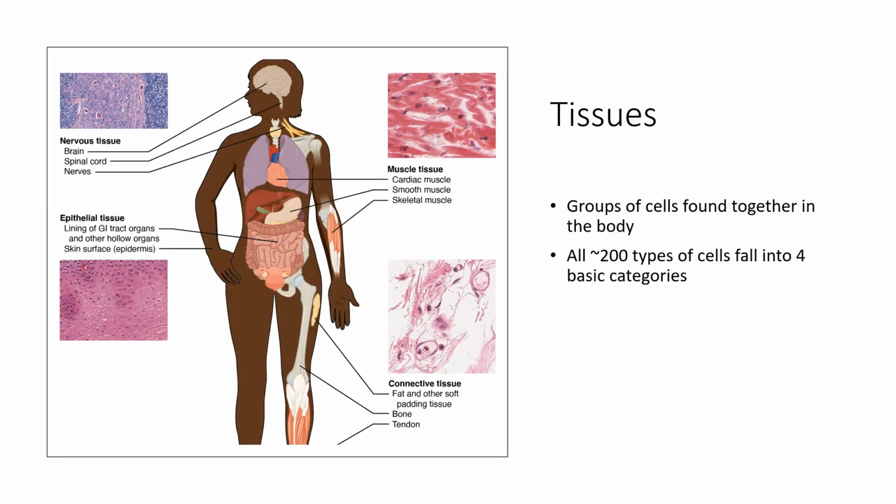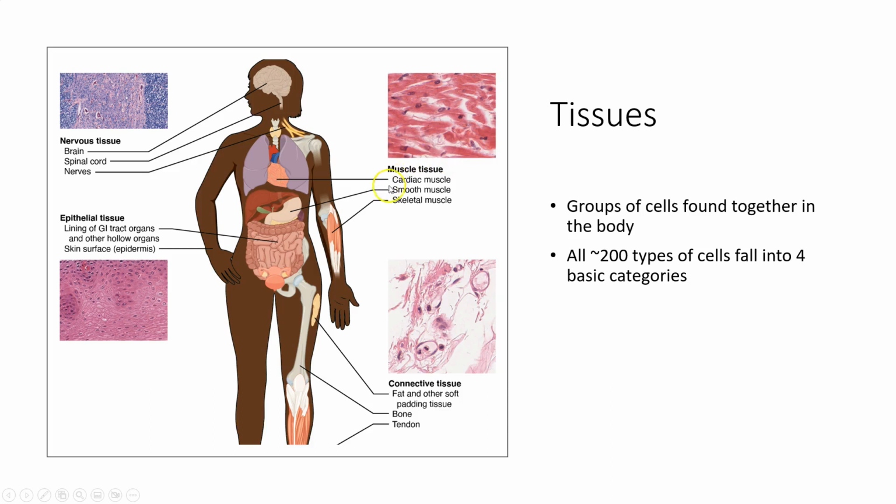So a tissue is a group of cells that are found together in the body. We have around 200 different types of cells in the body, and they create 4 basic categories of tissue. We have nervous tissue, which includes the brain, the spinal cord, and the nerves. We have epithelial tissue, which lines all the surfaces of the body. This includes the GI tract and the skin surface.